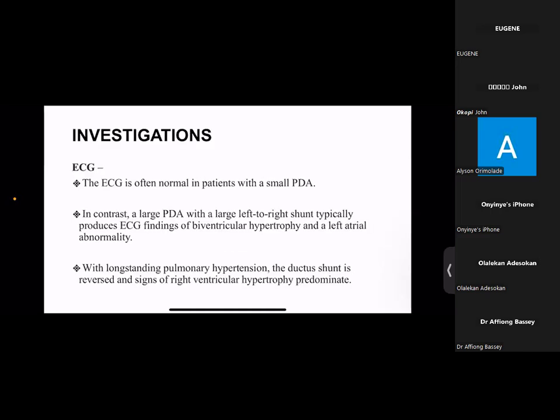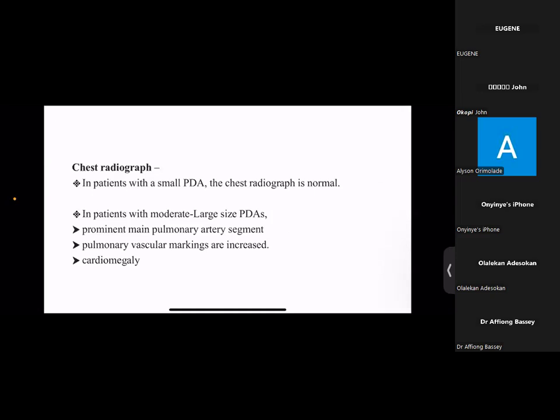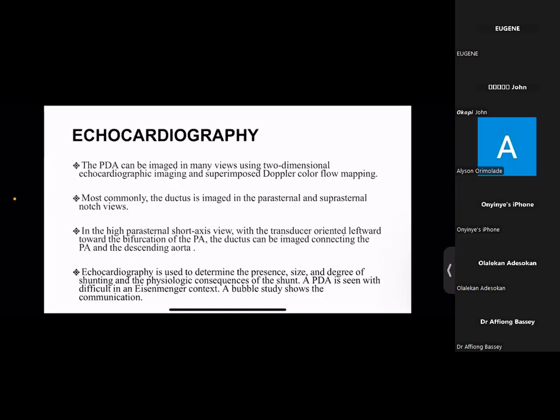Investigations: ECG should be done. In ECG, we can see biventricular hypertrophy and left atrial enlargement. For the chest radiograph, there are prominent main pulmonary artery segments and pulmonary markings from increased pulmonary flow. On echo, the PDA can be viewed in many views. Most commonly, it's imaged in the parasternal and suprasternal views.